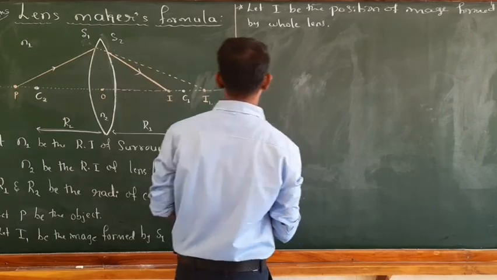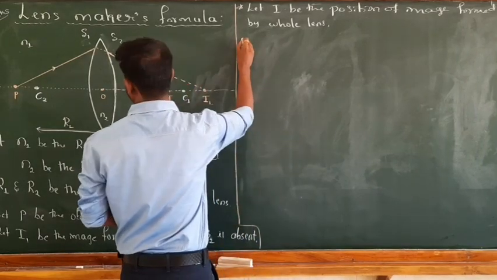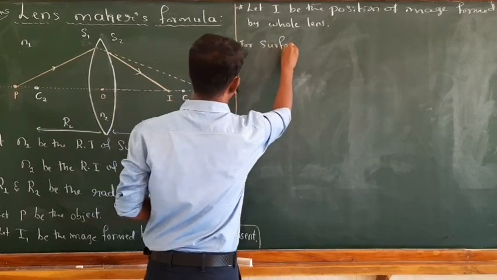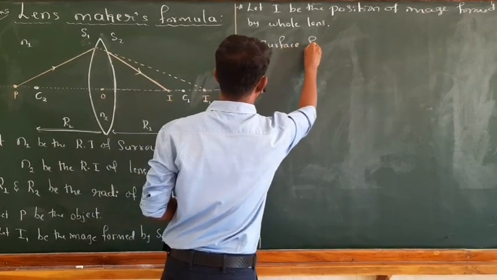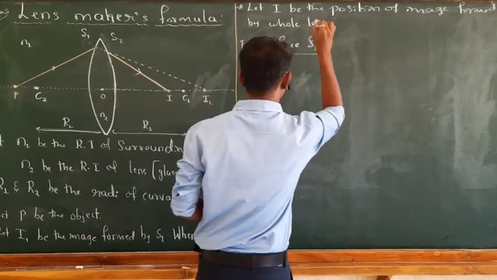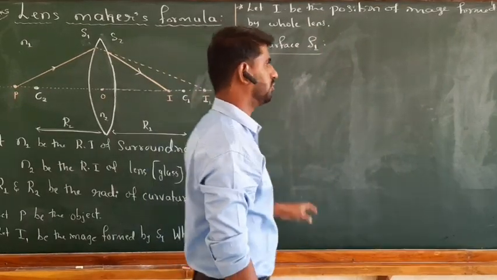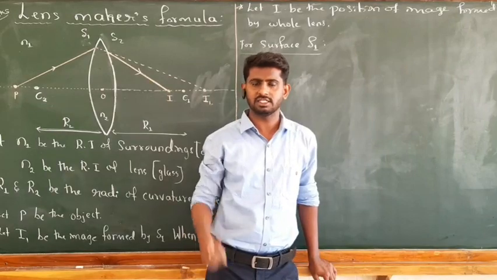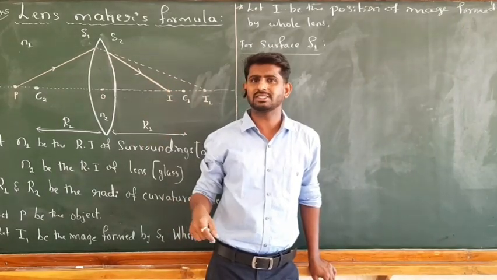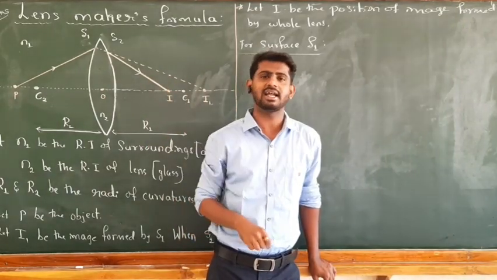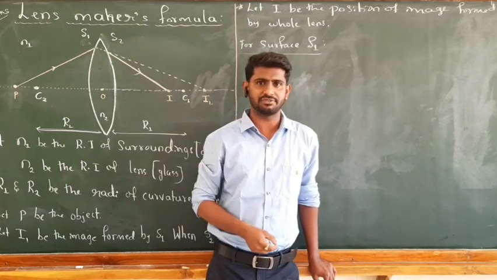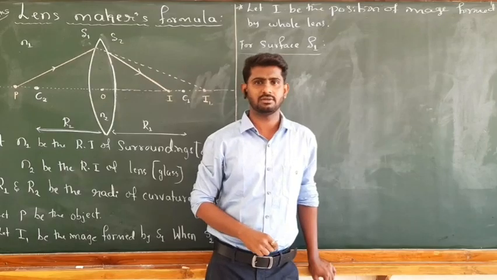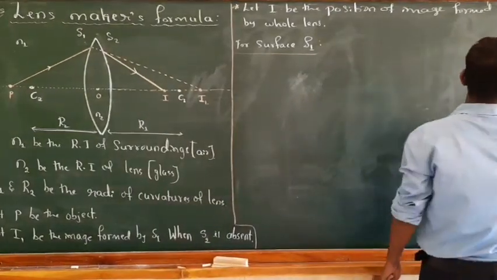Okay. Now we'll apply the formula for surface S1. Before going to this one, we should know the result of our previous derivation. So what do we know? We have said that under the headline, refraction through spherical surface. And I also told you how to remember that final equation. Okay, one second.